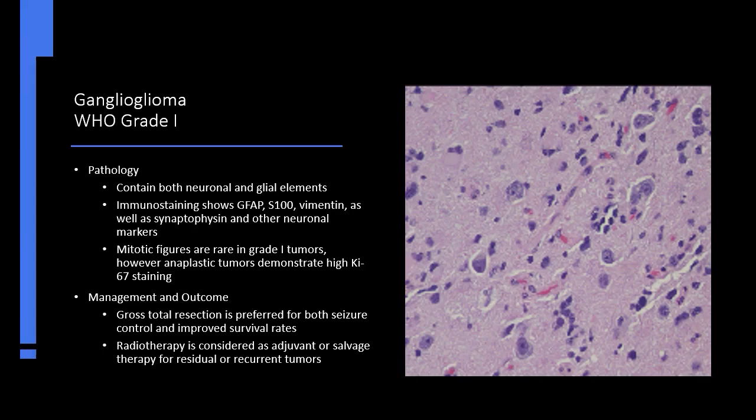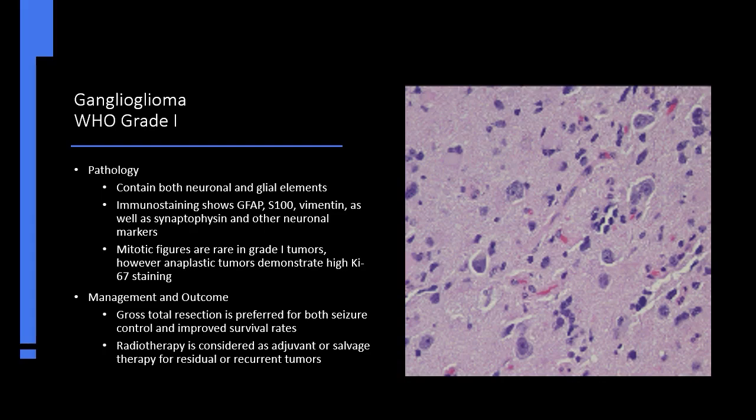Gangliogliomas contain both neuronal and glial elements, although they vary considerably as to the proportion of each component present. However, the grade of the glial component determines the overall tumor's behavior. Rosenthal fibers and eosinophilic granular bodies may be encountered in more cellular tumors.